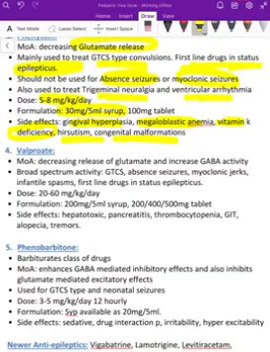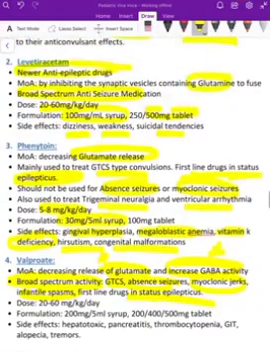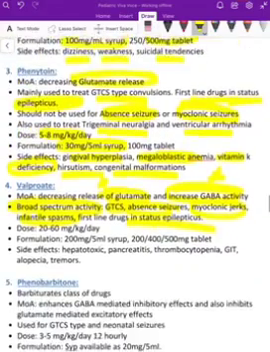Next, coming to valproate. The mechanism of action of valproate is by decreasing the release of glutamate and increasing GABA activity. So since it acts on both, it has a very broad spectrum activity. It can be used for GTCS, absent seizures, myoclonic jerks, infantile spasms, and it is one of the first line drugs in case of status epilepticus.